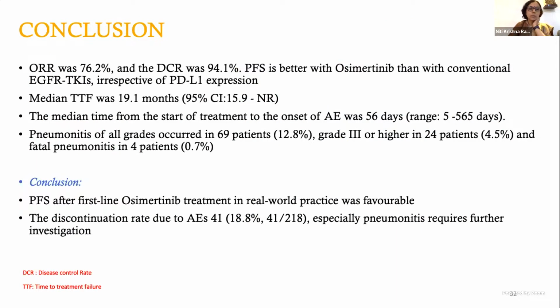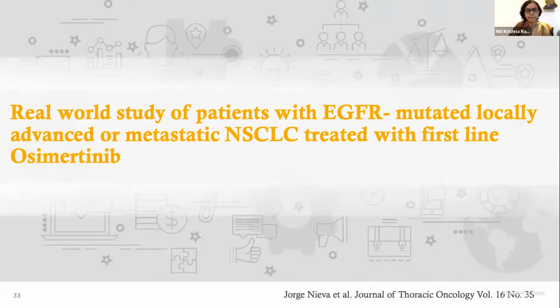So the ORR was about 76%. The disease control rate was about 94%. PFS was obviously in favor of the osimertinib arm. Median TTF was 19 months, with the median time from the start of treatment to the onset of adverse event being about 2 months. That is, the first adverse event on average was noticed at 56 days.